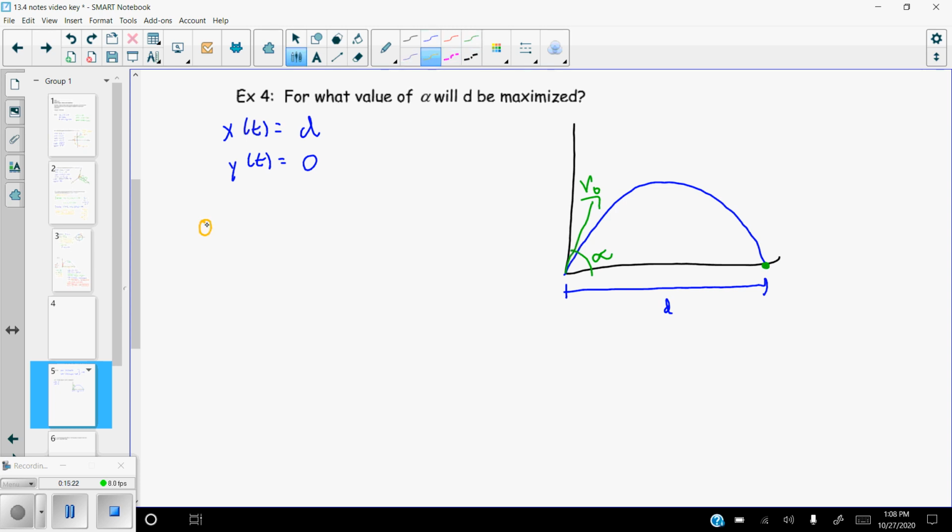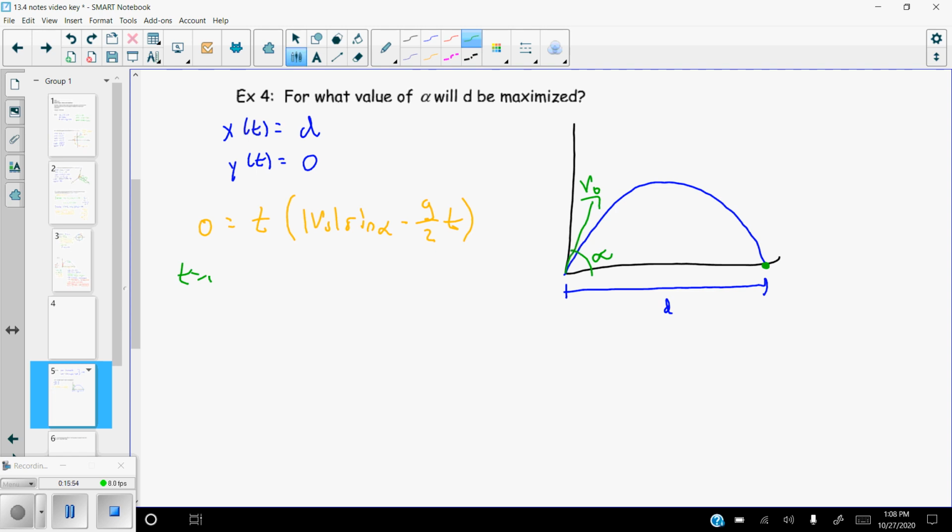All right, so we know that 0 equals the y portion, which is going to be, now I'm going to go ahead and factor a t out of the y component. So it's magnitude of the initial velocity, sine of alpha, minus, now instead of writing this as the negative 4.9, I'm just going to write it as gravity divided by 2, so g over 2 times t.